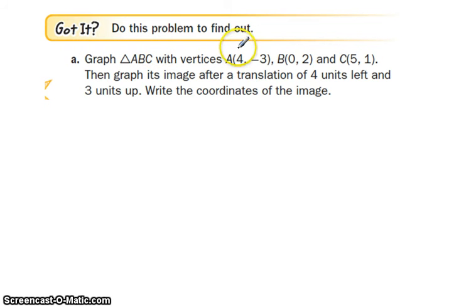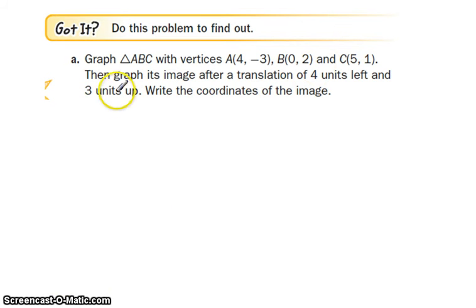Here are your vertices. Point A is 4, -3. Point B is 0 and 2. And C is 5 and 1. So the first thing you have to do is plot those points. So go ahead and plot those 3 points and draw your triangle. That's going to be your pre-image.